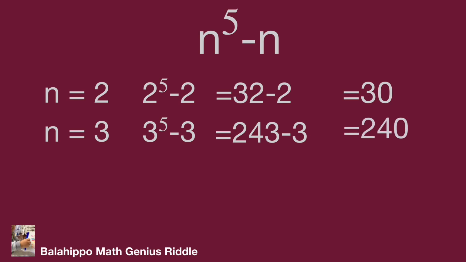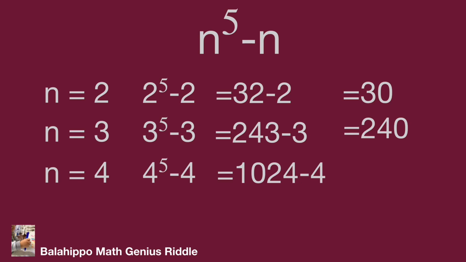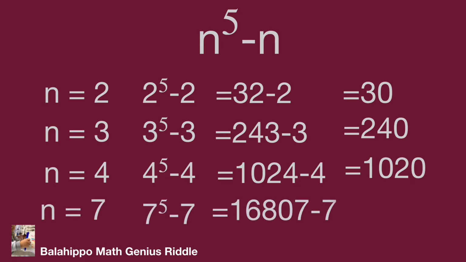n equal to 4, then 4 to the power 5 minus 4 equal to 1020, divisible by 10. Check if n equal to 7, then 7 to the power 5 minus 7 equal to 16800, divisible by 10. It seems true, but how to prove that? Okay, here is our approach.